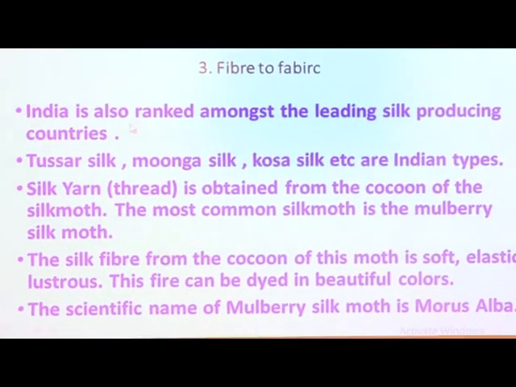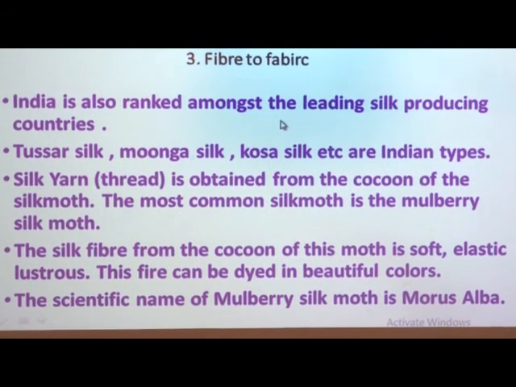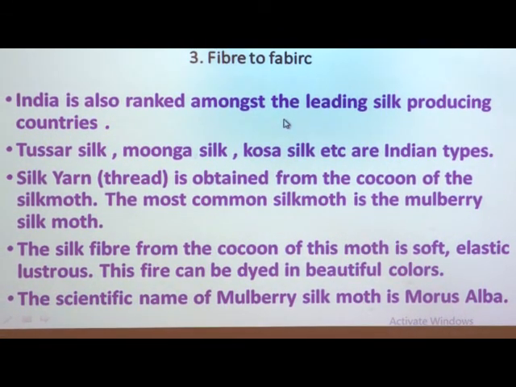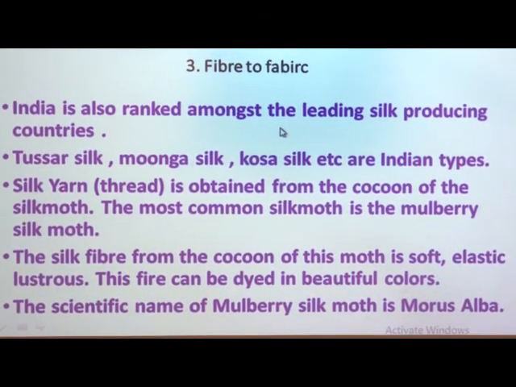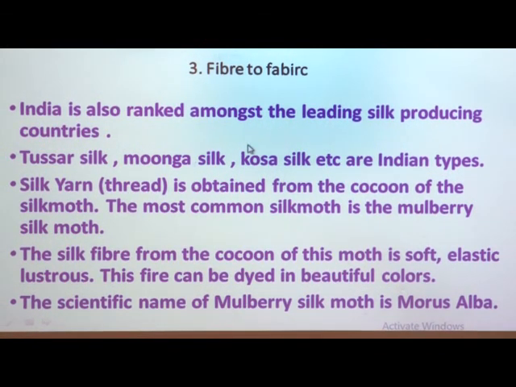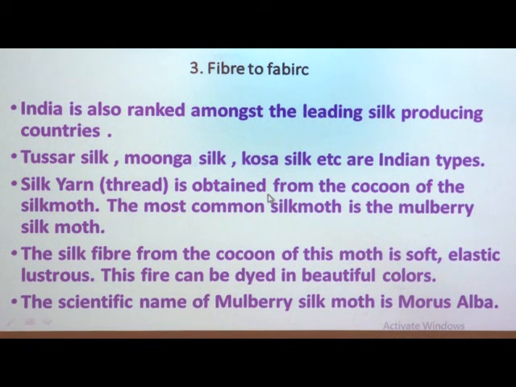See, India is also ranked amongst the leading silk producing countries. After China, India is the second country which is producing silk in a large amount. Then which types of silk can you find here in India? So see, Tassar silk, Munga silk, Kosa silk, these are some examples of silk fiber which we can find in India. So these are Indian types of silk fiber.